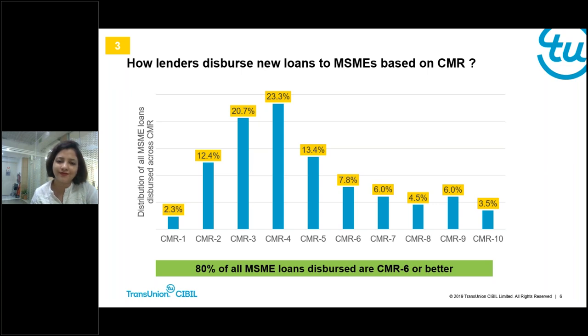CMR is generated by CIBIL at every given point of time. Once you have taken credit, there is no separate registration or anything else required for it. Whereas on the CIBIL.com website, registration on the form is required if you want to check it, or a lender has to come to CIBIL and check it. So for checking, you will have to fill up a registration. For us to create it, nothing is required. We have created it and kept it ready for everybody.